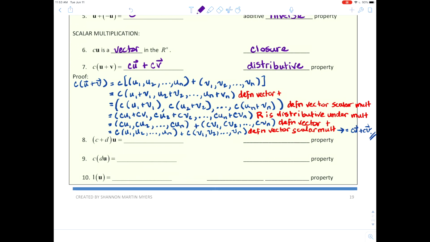The quantity C plus D times the vector U turns out to be C times U plus D times U. And this again is the distributive property. And then use our associative property: C times the quantity D times the vector U is equivalent to C times D times the vector U. And that is the associative property under scalar multiplication.